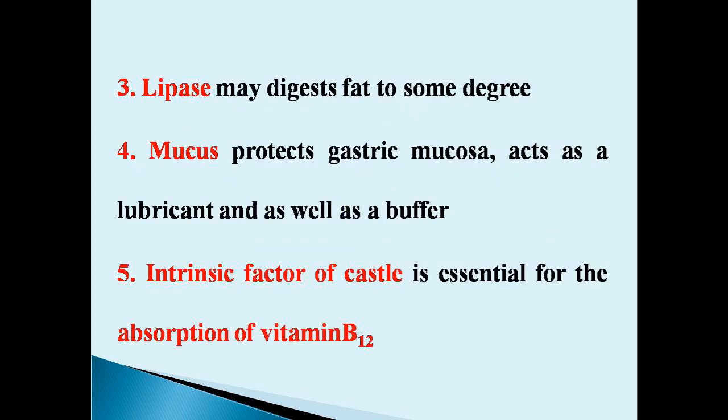And the number 3 important factor of gastric juice, that is mucus, protects the gastric mucosa, acts as a lubricant, and acts as a buffer. And the number 4 important factor of gastric juice, that is intrinsic factor of Castle, is essential for the absorption of vitamin B12.